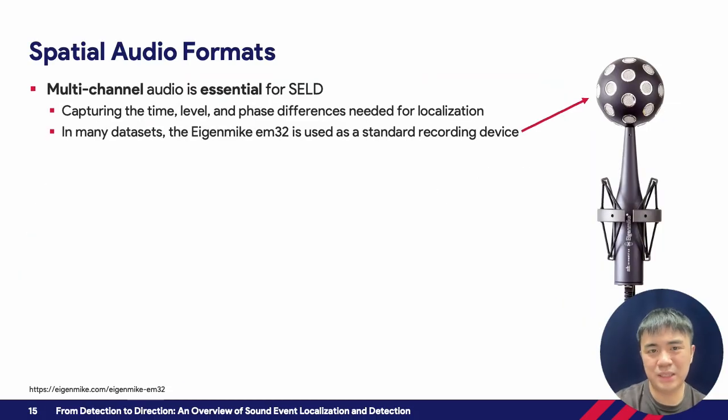So SELD fundamentally relies on multi-channel audio. We need multiple channels to capture the subtle spatial cues, like the inter-channel differences in time, level, and phase, that are essential for any localization task. Now, in many benchmark datasets, the audio is captured using high-resolution spherical arrays, like this 32-channel Eigenmike, as you can see on the right.